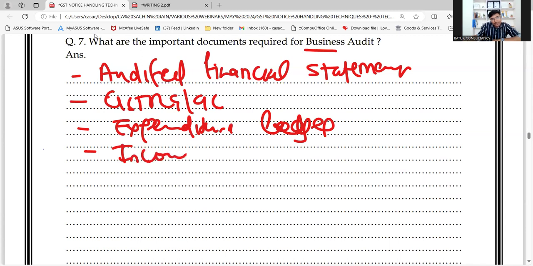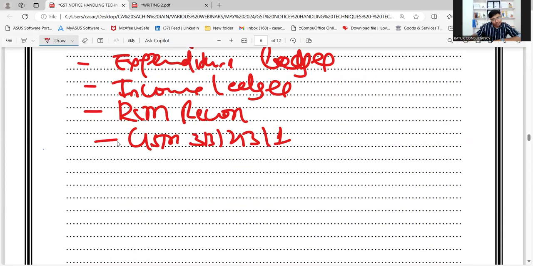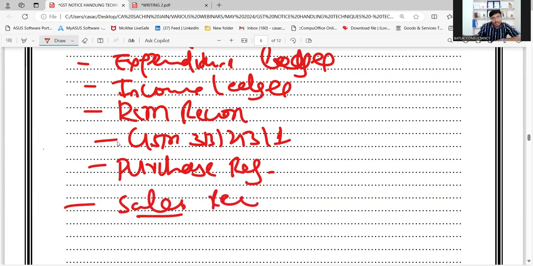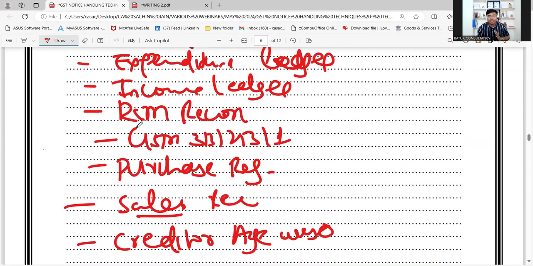Fourth thing is your income ledger. Fifth thing which you need to ready is your RCM reconciliation. GSTR 3B, 2B versus 1 का reconciliation. Your purchase register, your sales register, and last but not least, your creditors age wise, so that the 180 days wala liability can that person calculate.